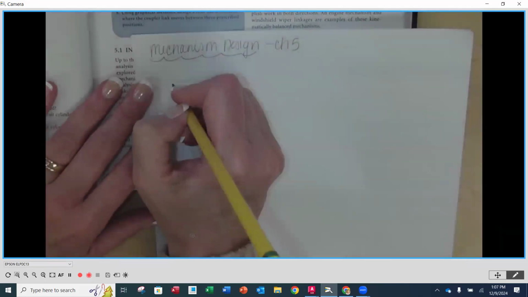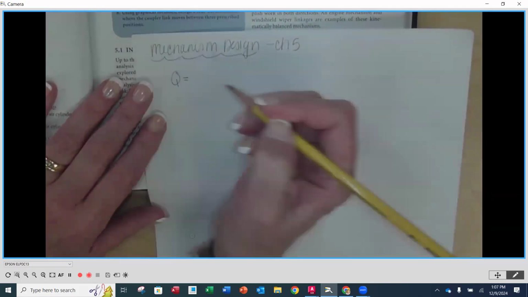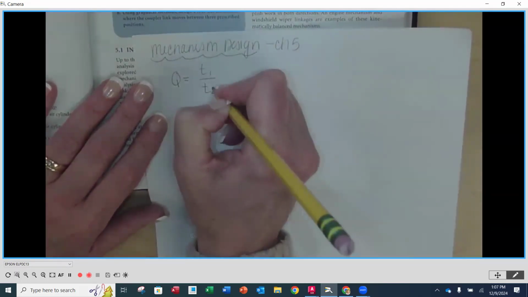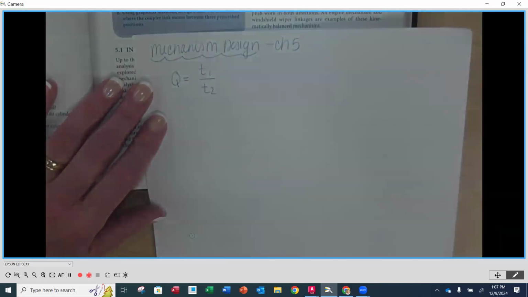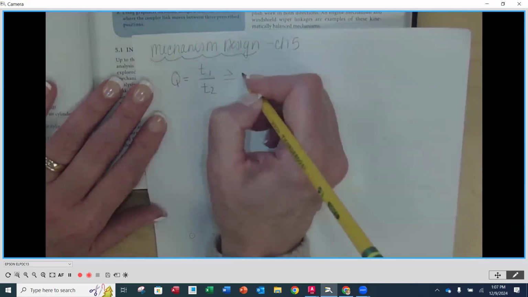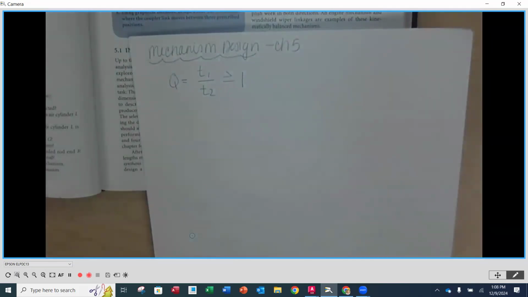All right. So as we look here, the first equation that we're going to start with is called Q. Okay. And Q is going to be equal to T1 over T2. Okay. That's how we calculate it. And its value is going to be greater than or equal to 1. Okay.